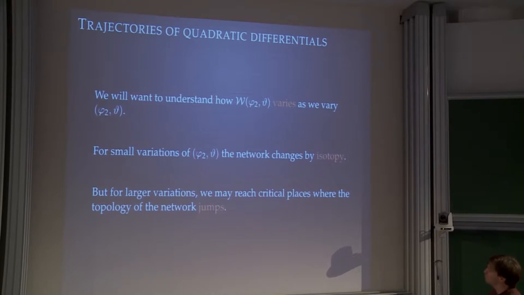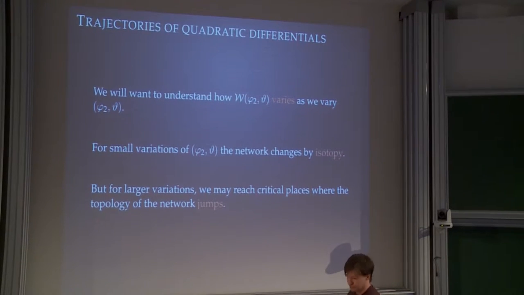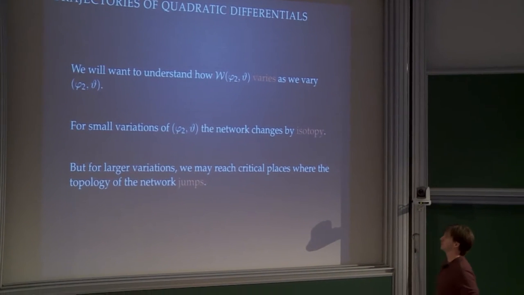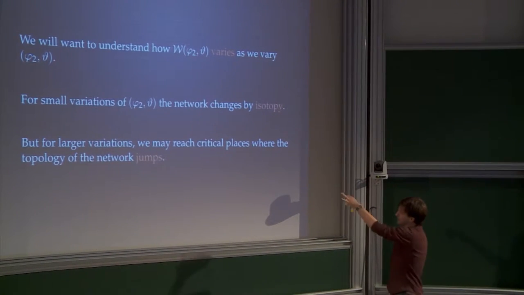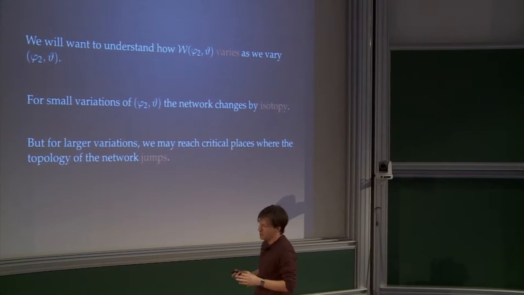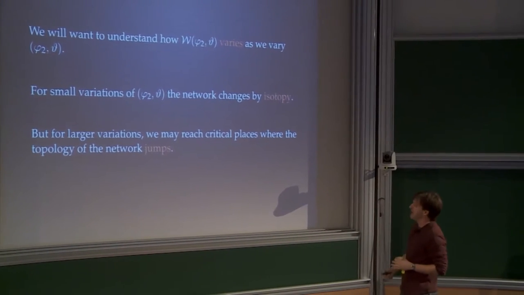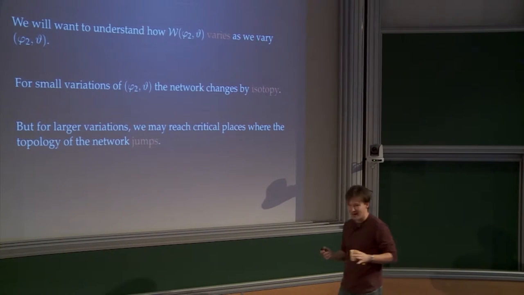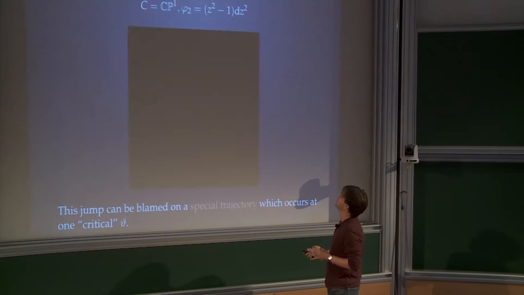So now what we're going to want to understand is how does this thing vary as we vary the parameters, as we vary the quadratic differential, and as we vary this phase parameter, which we're calling theta. From the way it's constructed, it's reasonably clear that for a small variation of phi 2 and theta, this network is just going to change by an isotopy. But as we make a larger variation, we may reach some critical place where the topology of the network suddenly jumps.